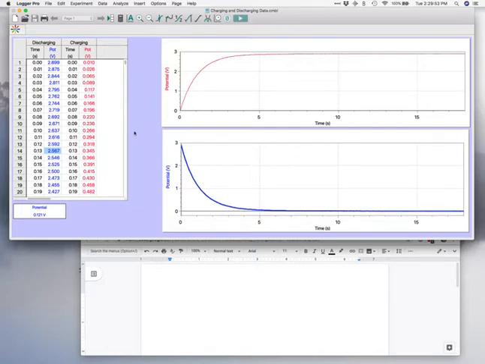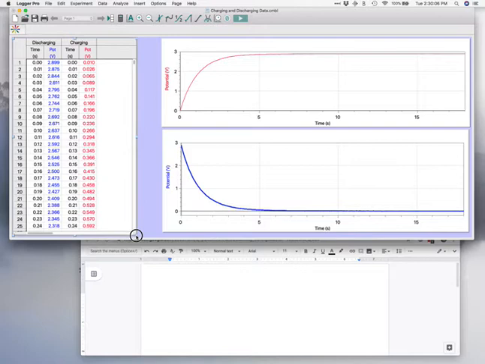Turns out finding the mathematical model for the charging capacitor is slightly more difficult than finding the mathematical model for the discharging capacitor. So I'm going to go ahead and do the charging capacitor and leave the discharging one for you to work on your own. So here's my graph of charging the capacitor. The potential is increasing over time.